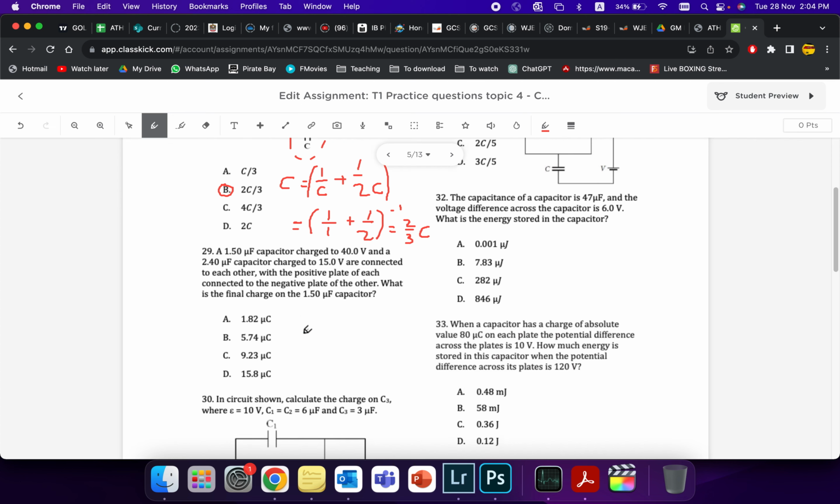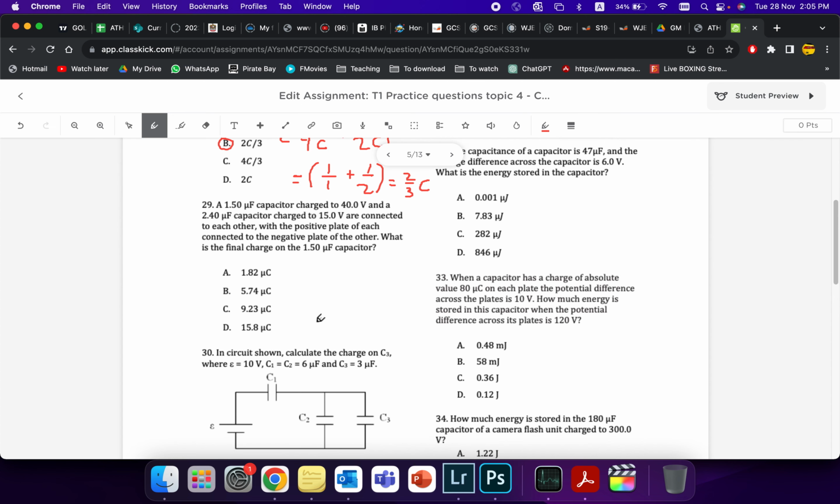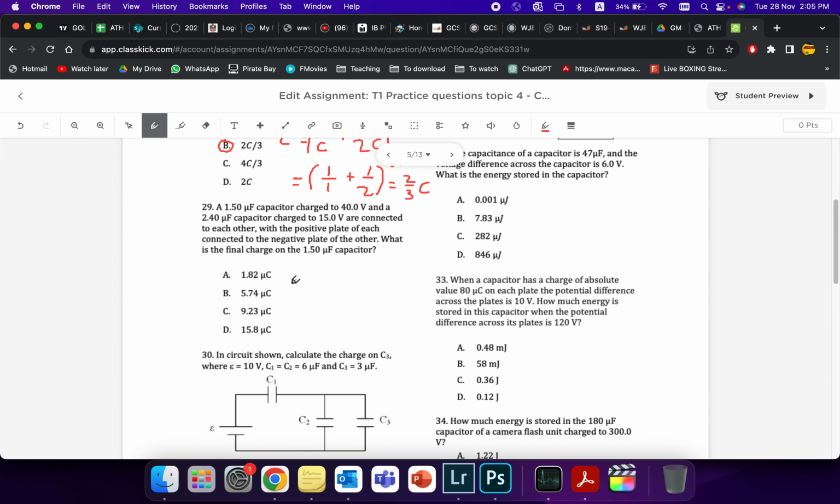Okay. Over here, this is actually quite a big question in a multiple choice format. So if you're unlucky to come across this, I'll help you on how to figure this out. The idea is you have two capacitors separately charged. Then they're connected to each other. Positive connected to the negative. That part's important. Then you need to find the final charge. So the charge will be redistributed.